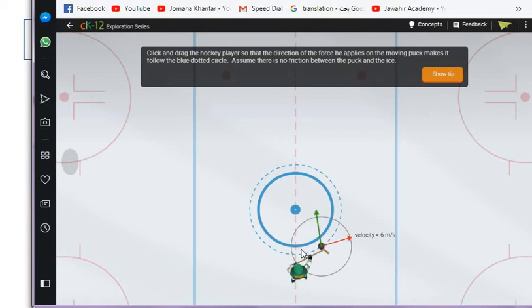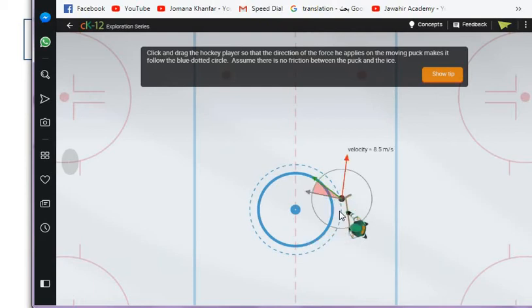This is almost 90 degrees. So the object bends its direction and moves in a circular path. I will put the link for you in the description box so you can practice this.